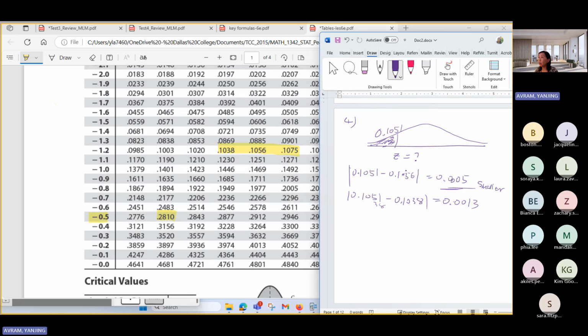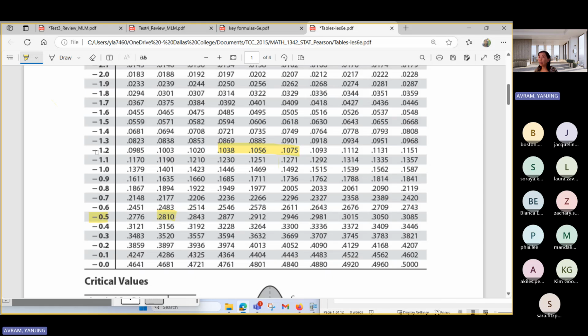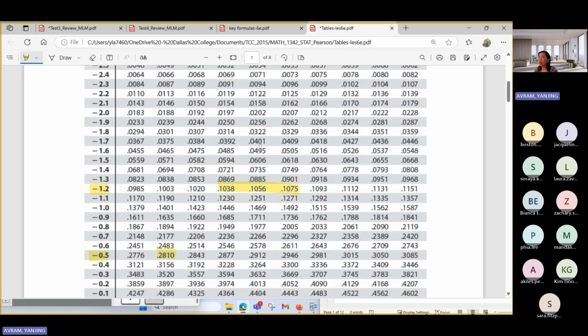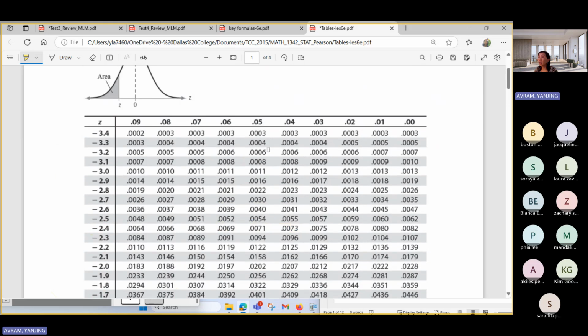So that means this one is closer to this number. If you use 0.1051 minus 0.1075, this difference is even bigger, 0.0024. So this is the largest one. We want to choose the smallest one, so this one is the good one. Even though we don't have an exact match, we estimate. So this one is negative. Now you read the Z-score on the side: the Z-score will be negative 1.2, and then using the middle one here, negative 1.25.